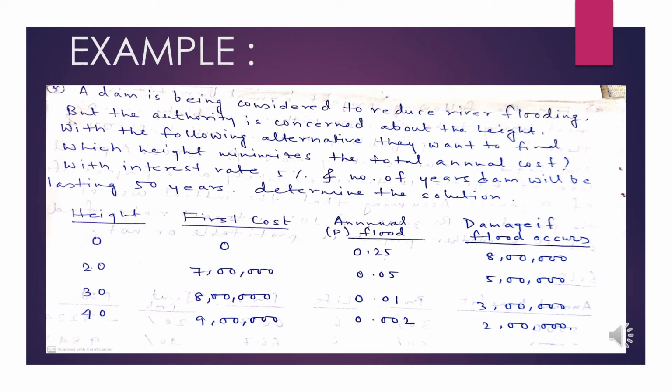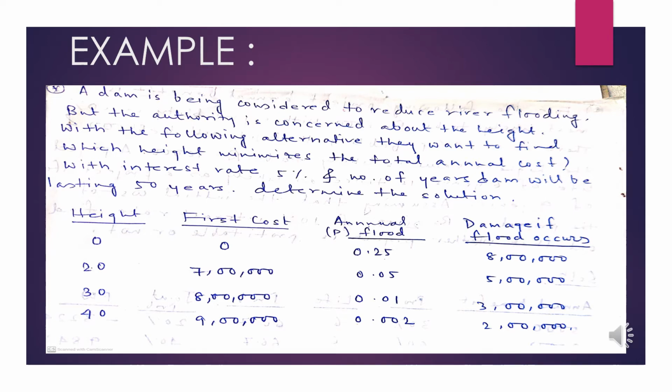Continuing here with another problem of decision tree, the following example is being considered where a dam is being considered to reduce the river flooding. The authority who is building the dam is concerned about the height of the dam. With the following alternatives, they want to find out which height minimizes the total annual cost.